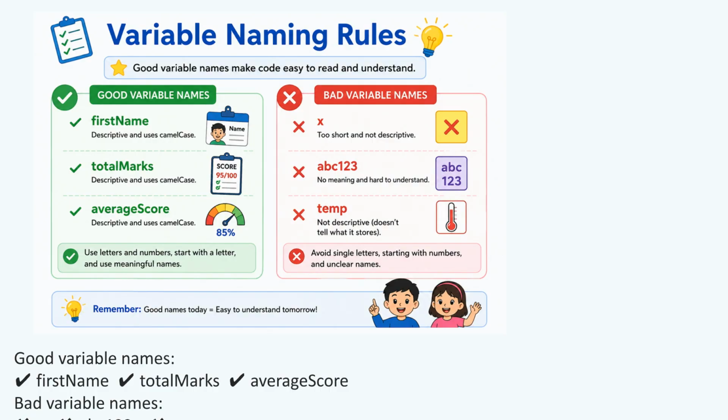Names like X, ABC123, or temp are poor choices because they do not clearly explain their purpose. Imagine reading a large program with thousands of unclear variable names. It would become very difficult to understand the code. Good naming makes programs easier to read, debug, and maintain.